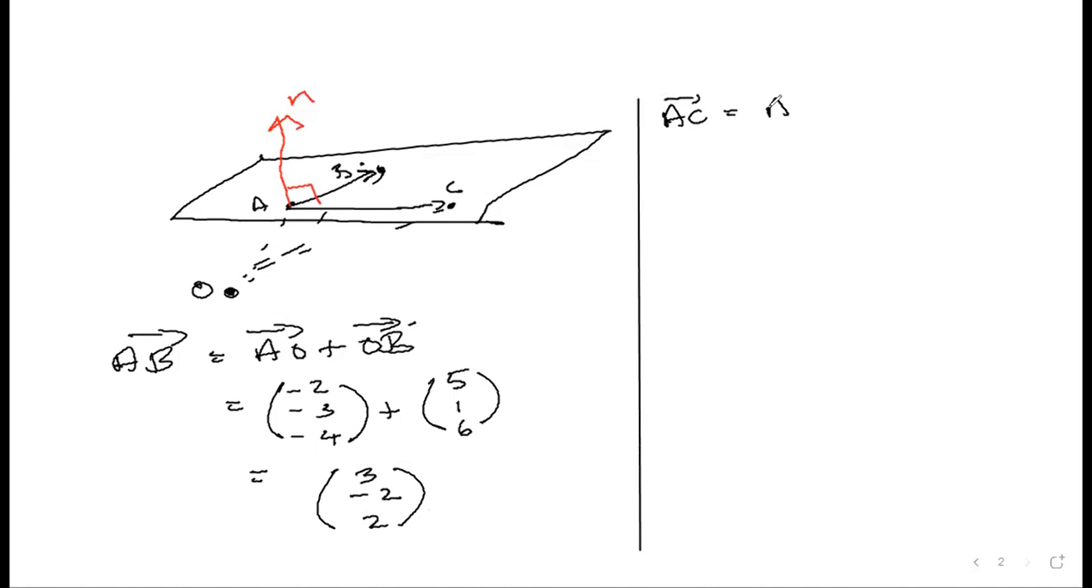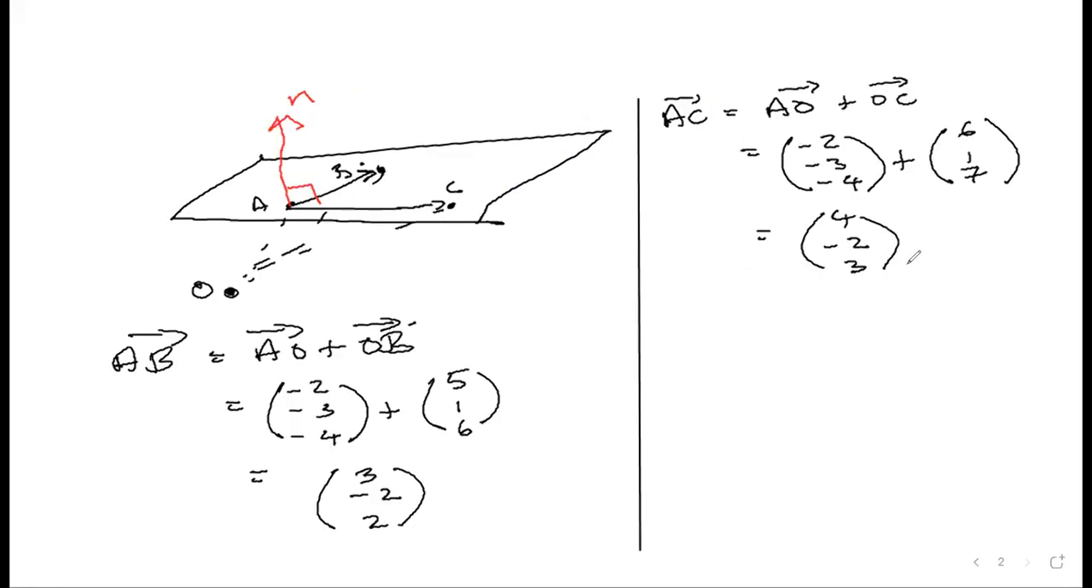would be equal to, similarly, AO plus OC, which is AO, which is minus 2, minus 3, minus 4, plus 6, 1, 7.